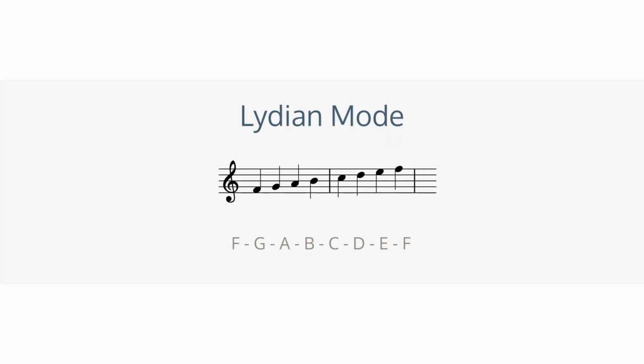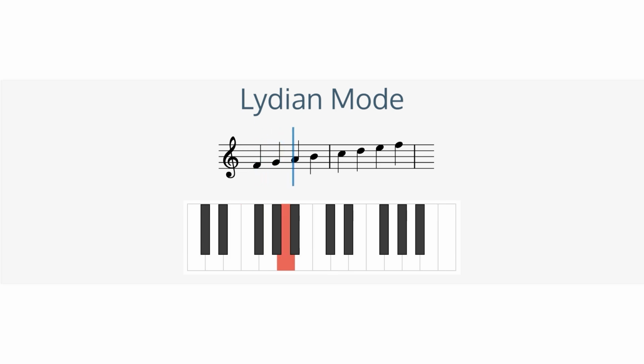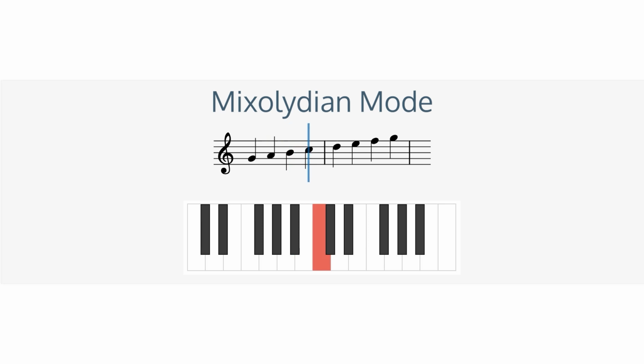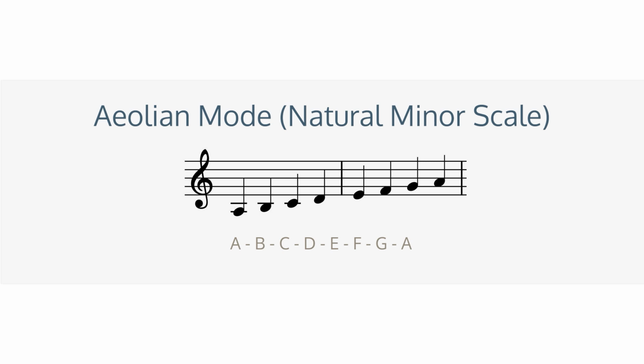The Lydian mode is almost a major scale, but the Lydian mode has a whole step between the third and the fourth notes. The Mixolydian mode is similar to the major scale, but the Mixolydian has a whole step between the last and the first notes. The Aeolian mode is exactly the same as the natural minor scale because it starts with A, not only the word but also the scale.